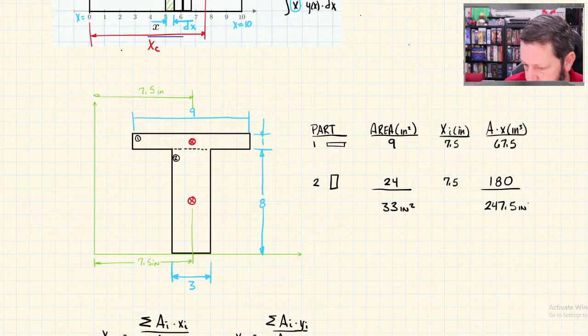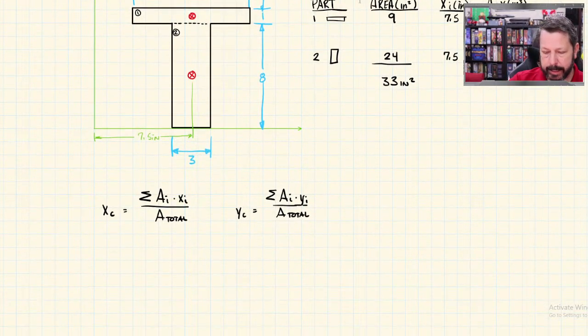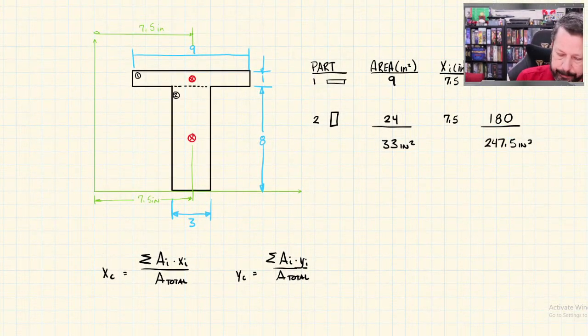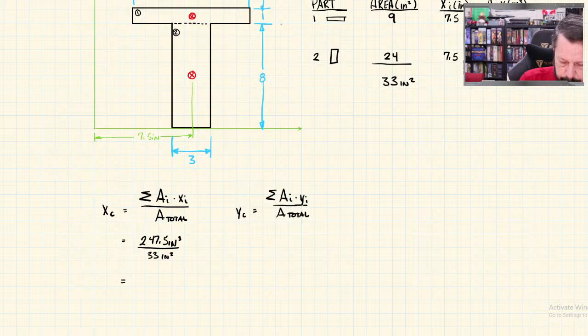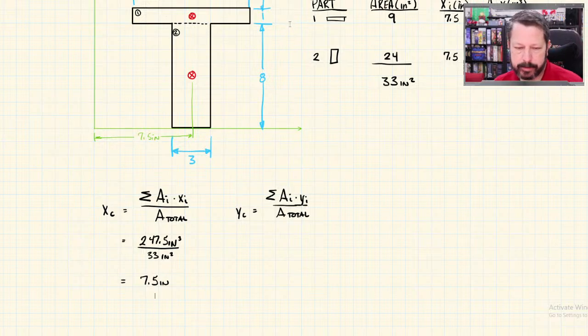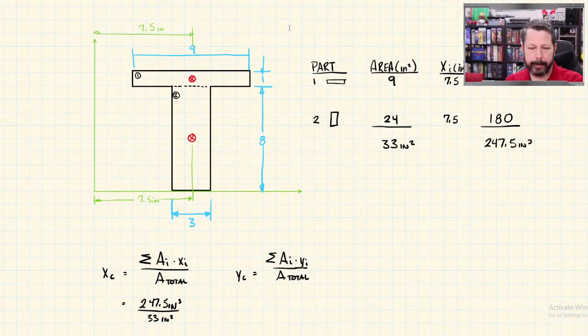247.5 inches cubed. Following my x sub c equation, I think I can get them all on there, yes. I have the numerator, summation of a times x, is equal to 247.5 inches cubed. The denominator is 33 square inches. So if I do that math, I get that x sub c equals 7.5 inches.